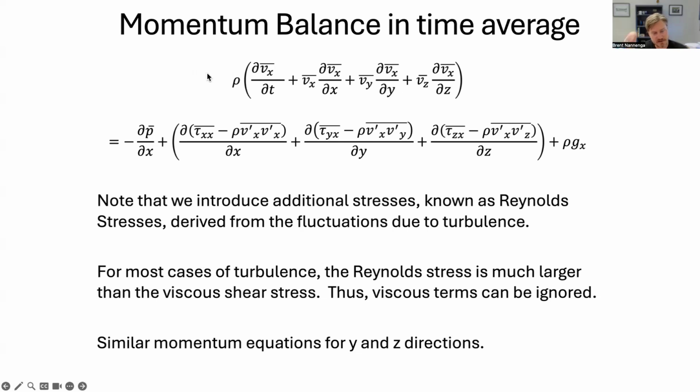And we can do similar momentum balances for the x and the z direction, or the y and the z direction. This is the momentum balance in the x. If you remember Navier-Stokes, we had x direction balance, y direction, and z direction. So this is just the x direction, and we can do the same thing for the other two.